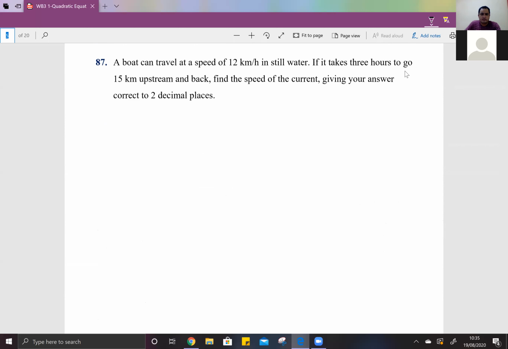A boat can travel at a speed of 12 kilometers an hour in still water. If it takes 3 hours to go 15 kilometers upstream and back, find the speed of the current, giving your answer correct to 2 decimal places.